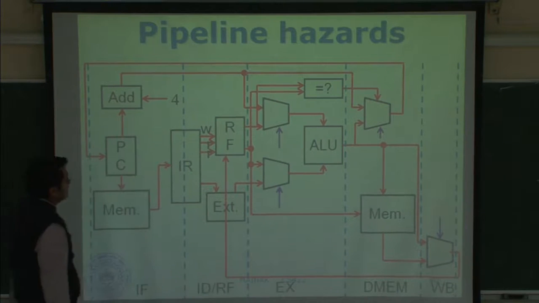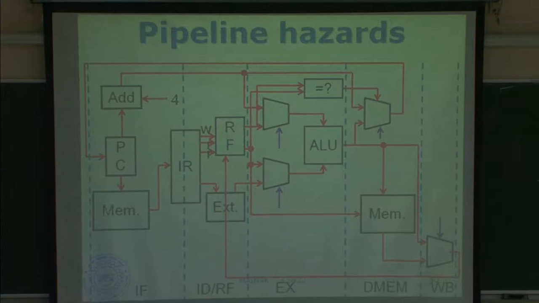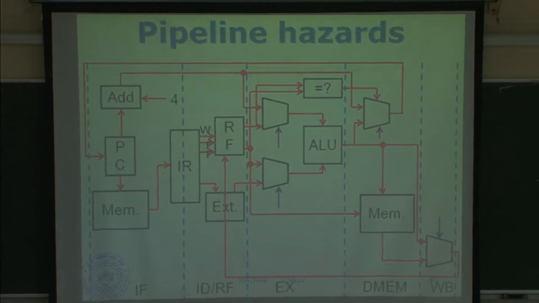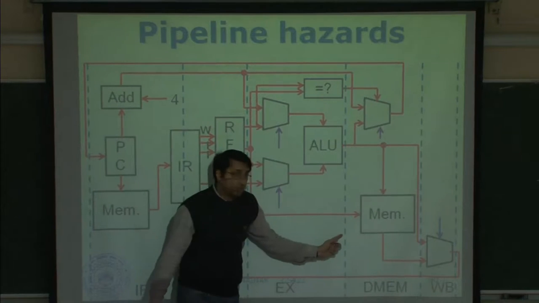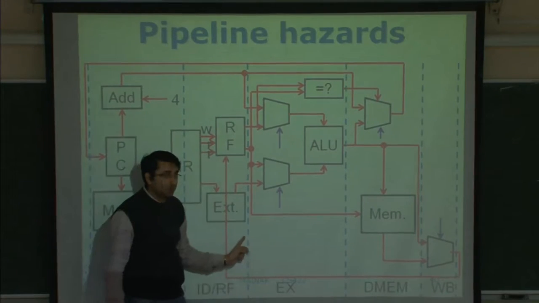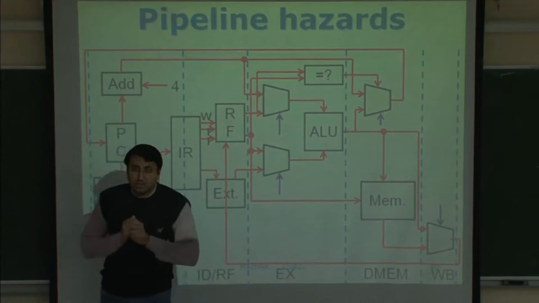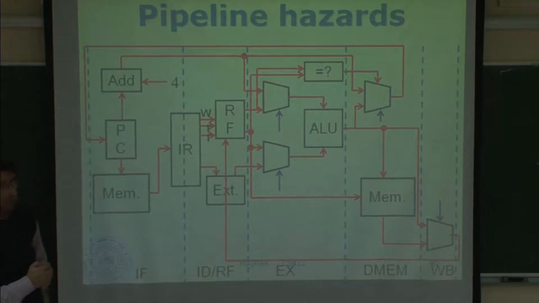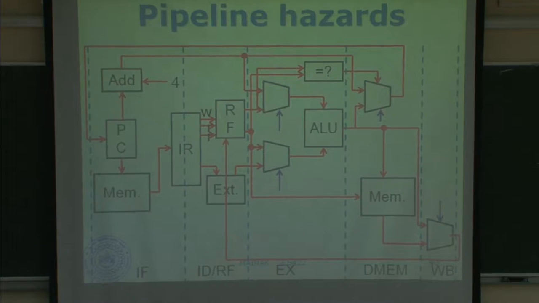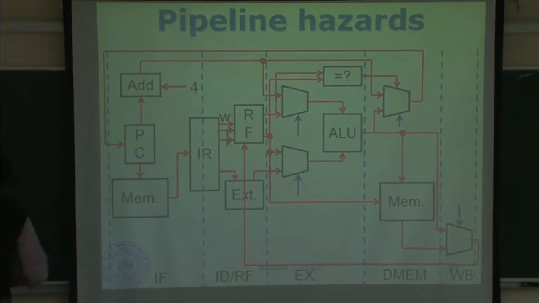All right, so I need two comparators. I need to compare the destination of this latch with the two sources here. I need two comparators. So the comparison output goes there. What do I do with the comparator output? So I have two comparators.